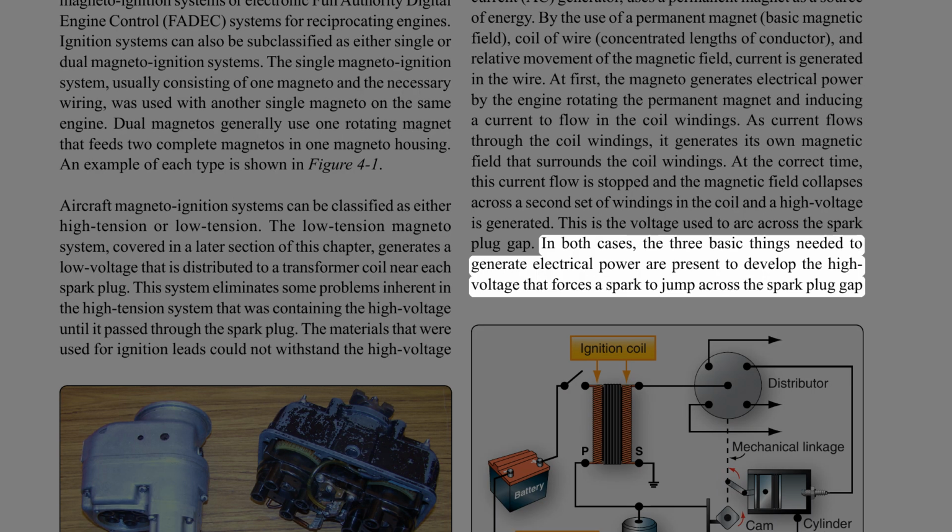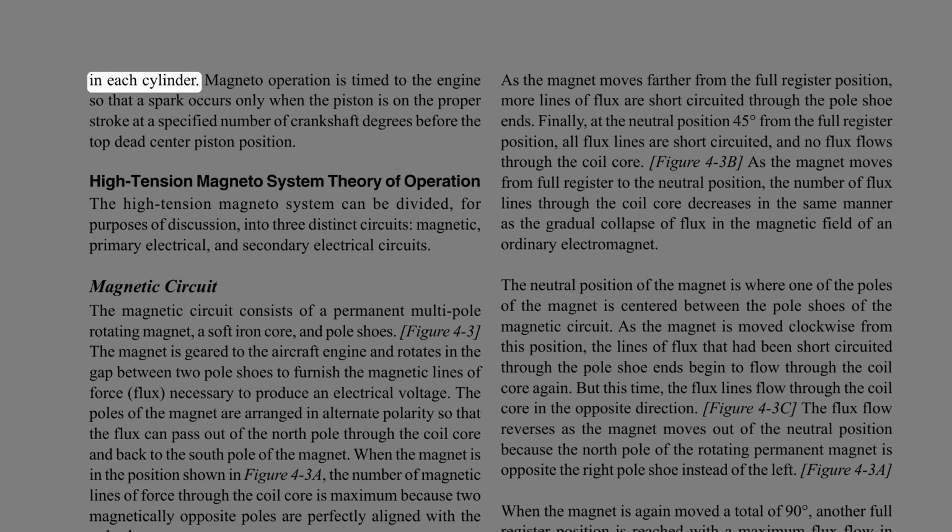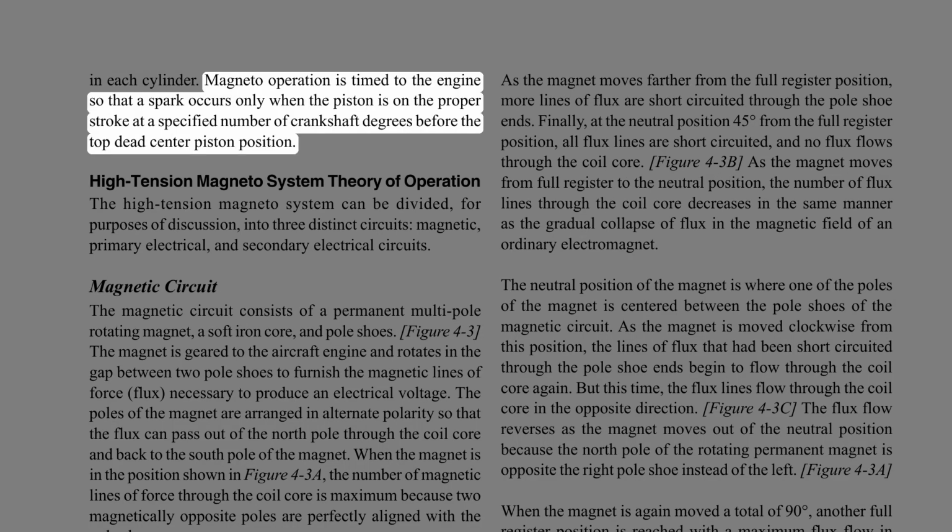In both cases, the three basic things needed to generate electrical power are present to develop the high voltage that forces a spark to jump across the spark plug gap. In each cylinder, magneto operation is timed to the engine so that a spark occurs only when the piston is on the proper stroke at a specified number of crankshaft degrees before the top dead center piston position.